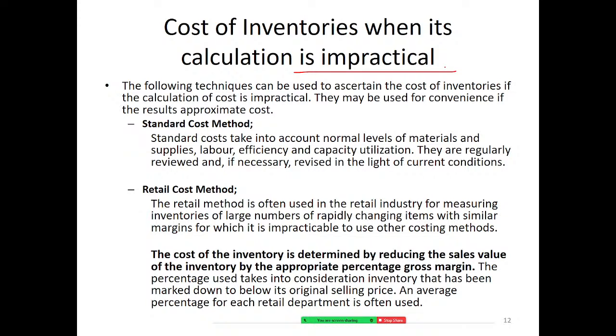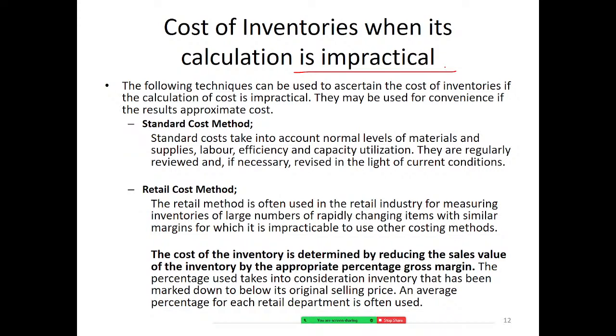The second method is the retail cost method. The retail method is often used in the retail industry for measuring inventories of a large number of rapidly changing items with similar margins, for which it is impracticable to use other costing methods. The cost of inventory is determined by reducing the sale value of inventory by the appropriate percentage of gross margin. In the retail cost method, they estimate the selling price, the market price. For a bulk of items they fix a retail price, for how much a particular inventory can be sold in the market, say 50,000.